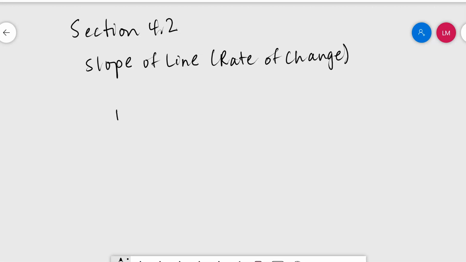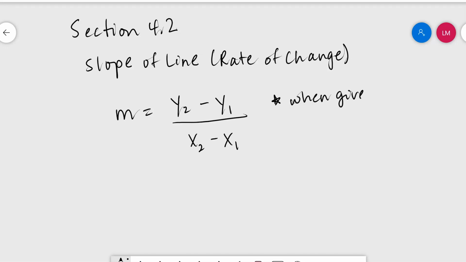All right, so we start off with the formula m is equal to y2 minus y1 over x2 minus x1. You use this formula when you're given 2 points and you want to find slope. I'm going to let you guys capture that.